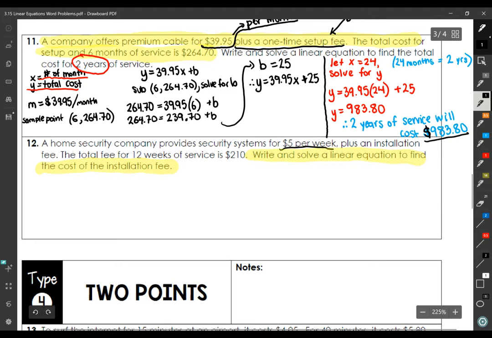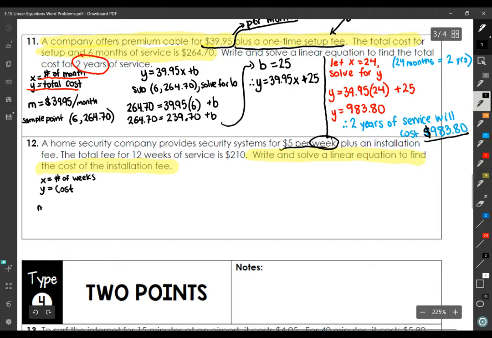Let's define our variables. So x and y. So again, y is the cost of the security system, okay? Again, it's costs. We seem to be doing a lot of money in these problems. And x is, well, what affects the cost? The number of weeks, okay? Number of weeks.